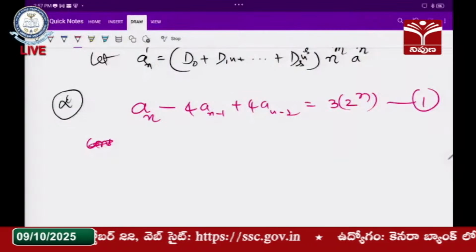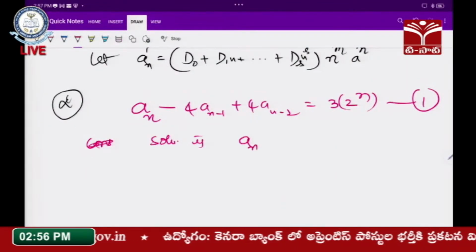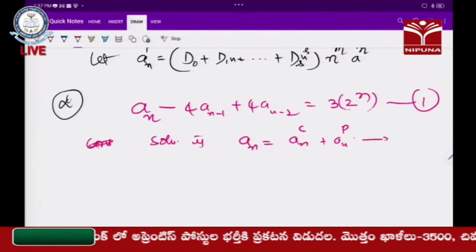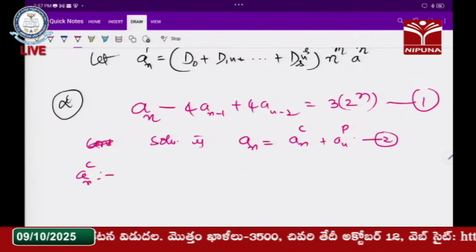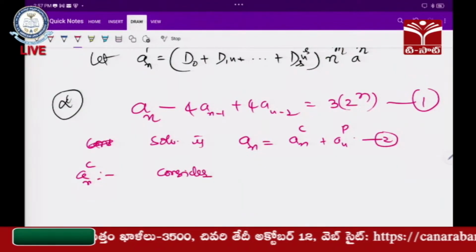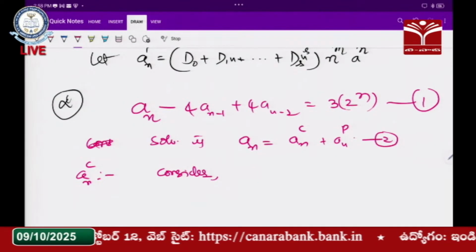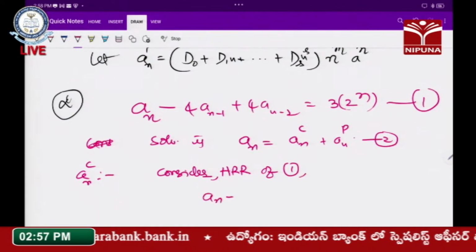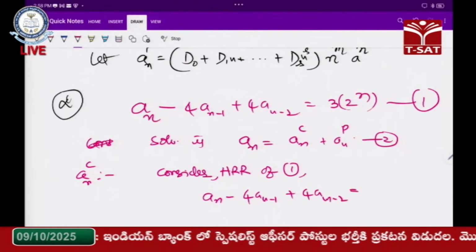So, how to solve this recurrence relation? The solution is, briefly, a n equal to the complementary function a n c plus the particular integral a n p. This is equation 2. Then how to calculate the complementary function a n c? This a n c is the solution of the homogeneous recurrence relation. Consider the homogeneous recurrence relation of equation 1: a n minus 4 a n minus 1 plus 4 a n minus 2 equal to 0.